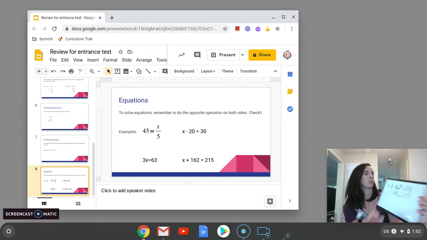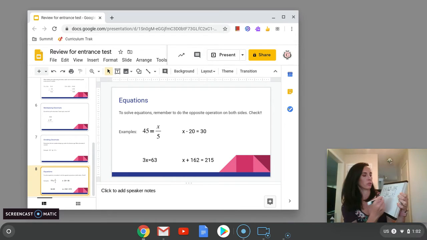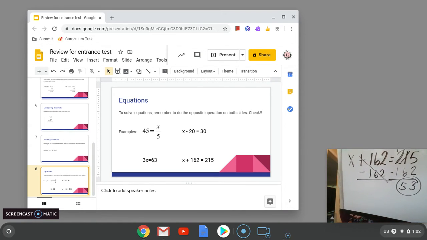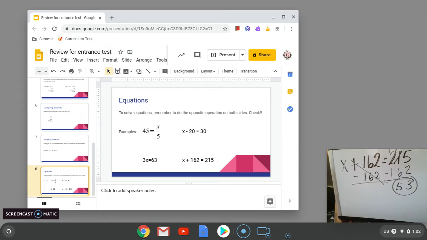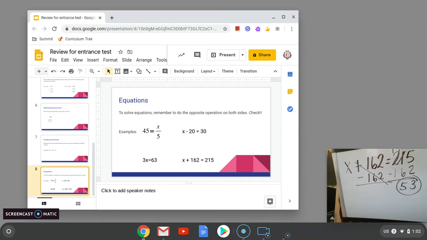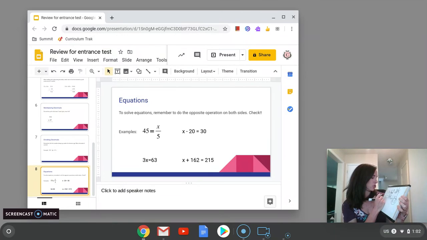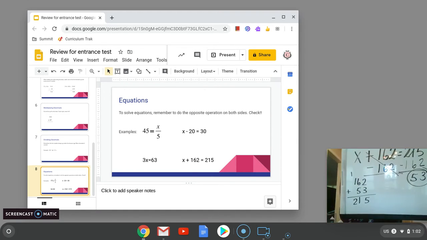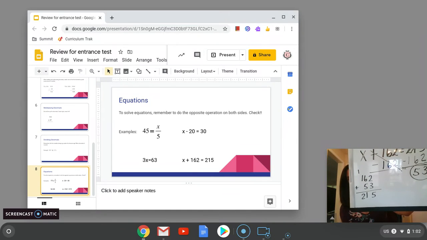Okay? So 5 minus 2 is 3. We're going to borrow. 11 minus 6 is 5. 1 minus 1 is 0. So our answer is 53. And again, we can double check. Is 53 plus 162 actually equal to 215? And yep, it is. So we did it right.